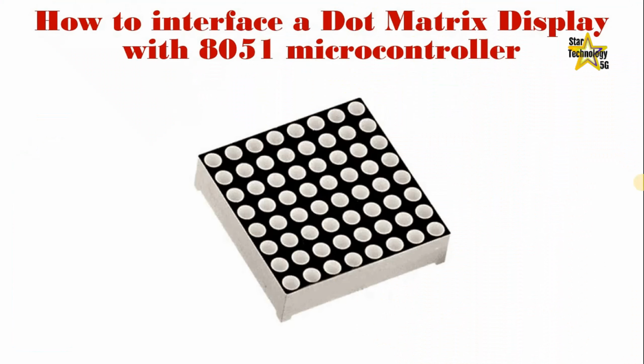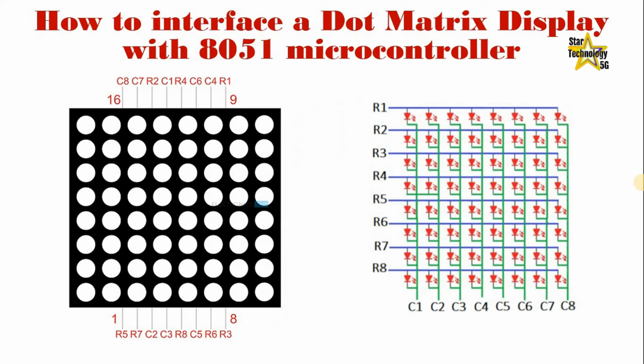A dot matrix is a display device that contains light-emitting diodes aligned in the form of a matrix. This dot matrix display is used in applications where symbols, graphics, characters, alphabets, and numerals are needed to be displayed in static as well as scrolling motion.